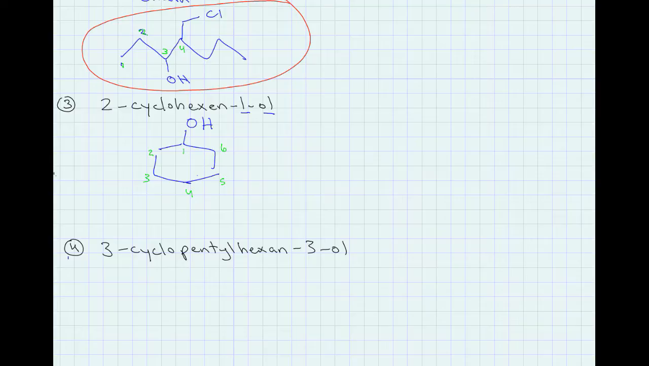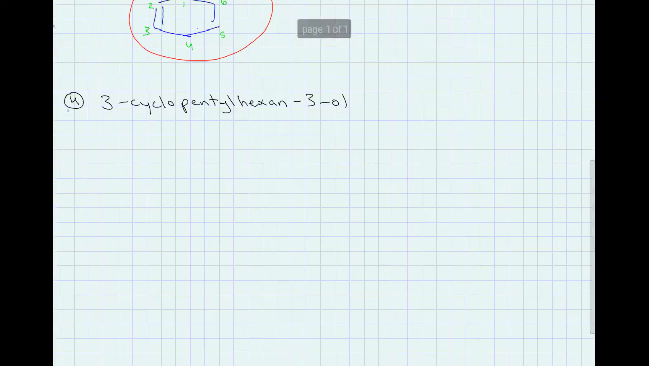Now we have to include this alkene. We have this "ene" here, so we know we are dealing with an alkene, and it's going to come in at the 2 position. We have our hydroxyl group at carbon 1. Going from carbon 2 to carbon 3, we're going to have that double bond. So that's 2-cyclohexen-1-ol. I'll circle that one too. So that's the final answer here. So let's move down to the last one, which is 3-cyclopentyl hexan-3-ol.